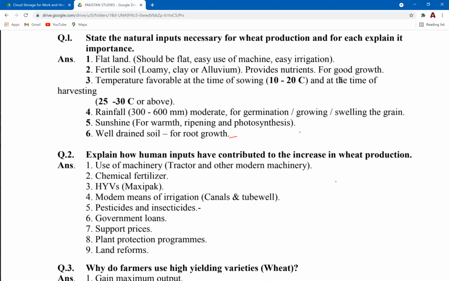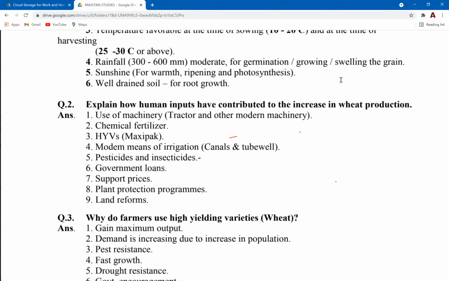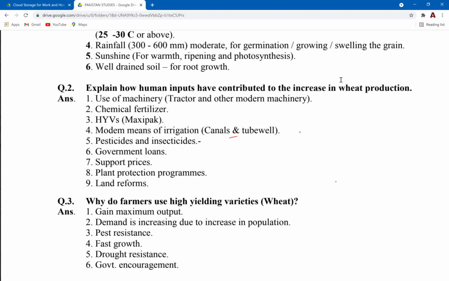Explain how human inputs have contributed to the increase in wheat production. Machinery, it basically accelerates the entire process. Chemical fertilizers, they again boost the agricultural production. You can talk about all of the other factors as well: land reforms, government prices, plant protection programs. Yeah, but you also have to explain. Every answer that's given in these notes is just the guiding points, a sort of marking scheme. But the elaborations are completely on your own. So you need to elaborate each point while you write an answer. And that is how you get the marks. Okay.